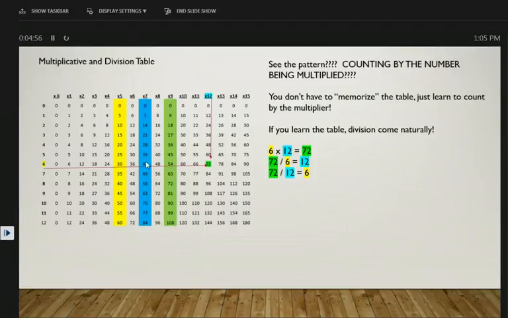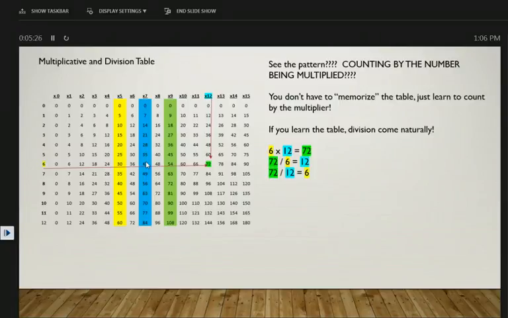A lot of people have gone through mathematics and elementary education trying to memorize their times tables. You don't have to memorize your times tables. You just have to count by the terms. Threes: 3, 6, 9. 3 times 3 is 9. 12, 24, 36. 3 times 12 is 36. You see what I'm saying?